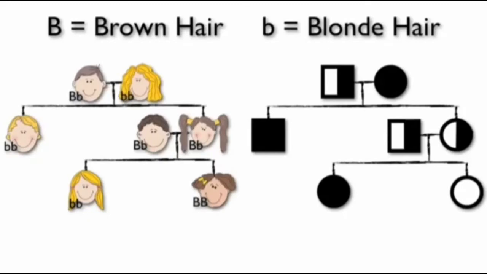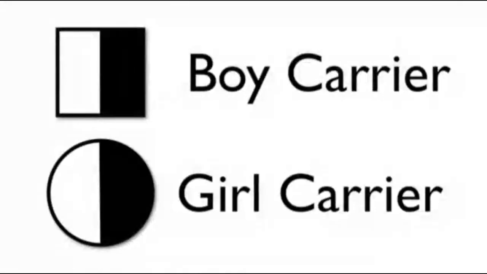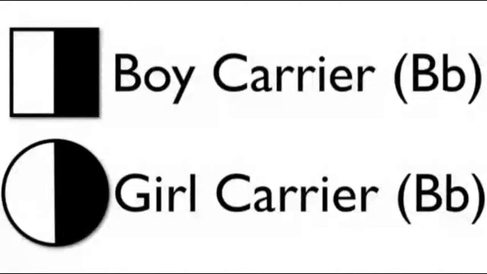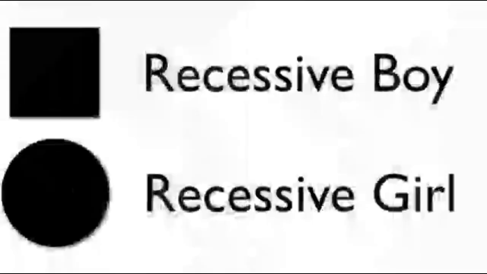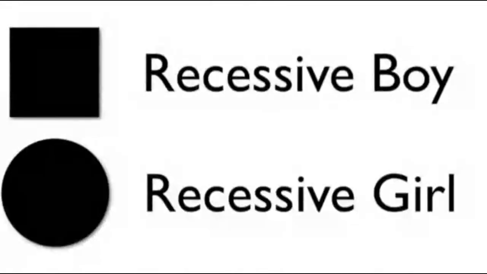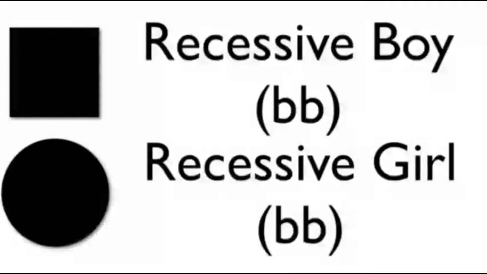If we take a look at the pedigree, we can review what we learned. Squares represent boys, circles represent girls. A half shaded in shape represents a carrier. A carrier is someone who has one dominant and one recessive gene for a specific trait. If the shape is fully shaded in, we say that the person is showing the recessive trait. In our example, a recessive boy would have blonde hair, and so would a recessive girl, and their genes would be 2 lowercase b's.